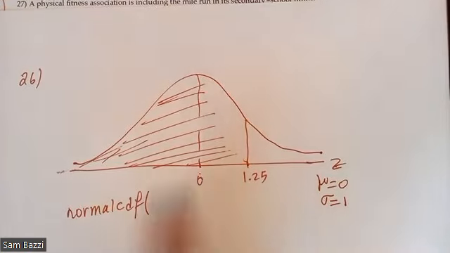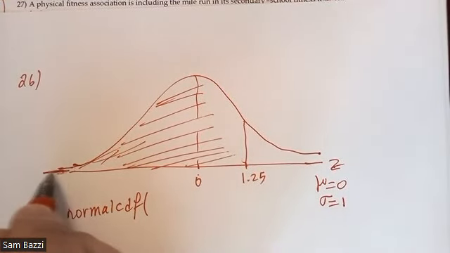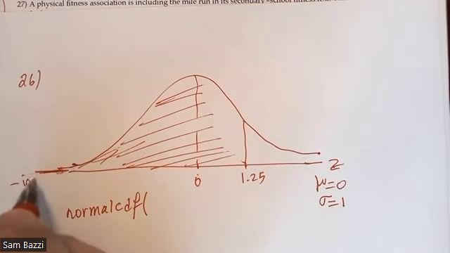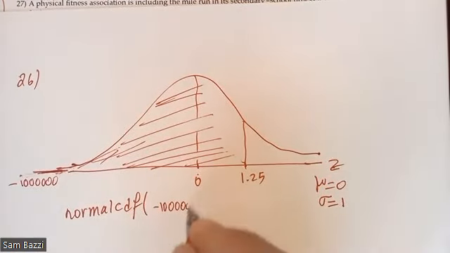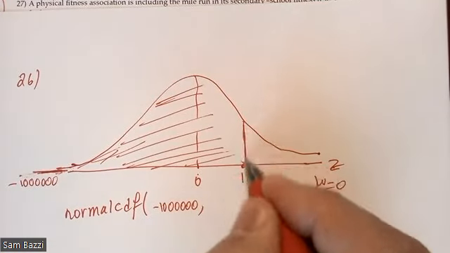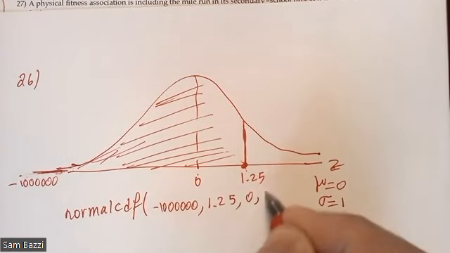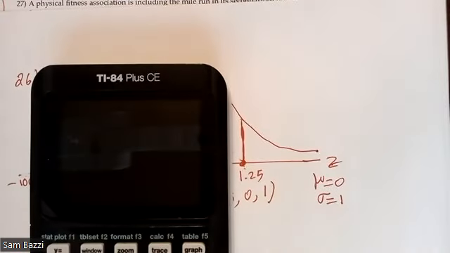So we need a left bound, guys. As you can see, this is the left bound here. But it seems like it goes on and on forever here. So we use -1 million just for the left bound. So we're going to put a -1 million. The upper bound is where the area just ends from the right, which is 1.25. And then you put the mean and then you put the standard deviation. And let me show you on the calculator.